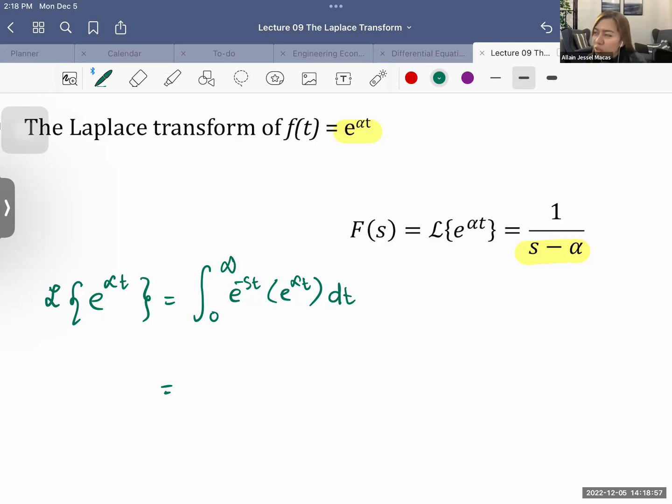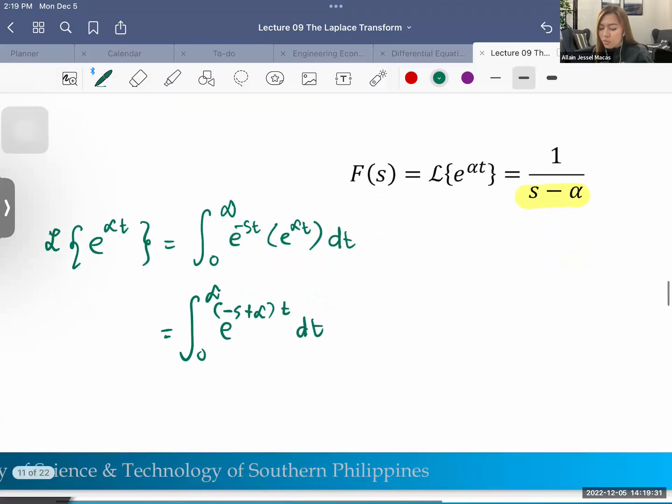If we use integration by parts, it is because we cannot combine the two functions of t. But in this case, they are both exponentials. What happens if they have the same base? When you multiply, we add the exponents. So it becomes e to the negative s plus alpha, t, dt. Correct, class?